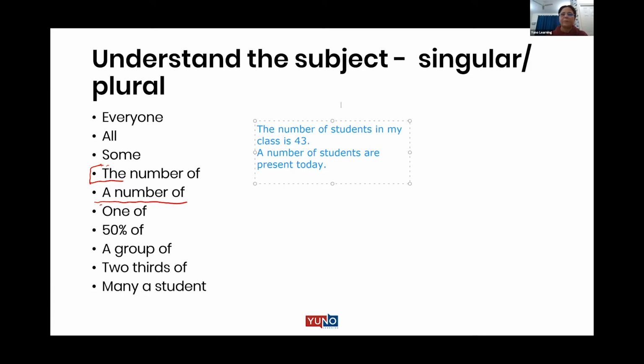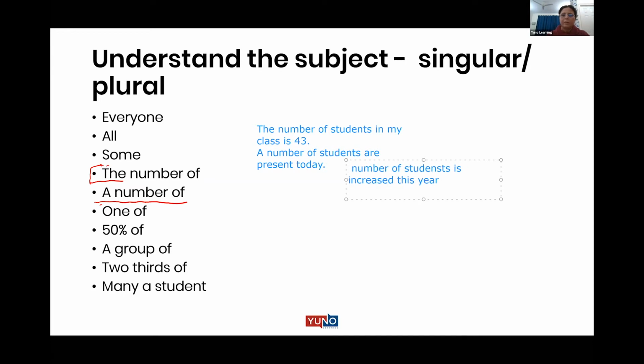Okay, I've received some more messages. Let me see. A number of students, no. Anita, then we put it this way. The number of students has increased this year. And let me bring these sentences over here. So when we put it this way, it should be the number of students has increased this year. The number has increased. Like a number of students have enrolled this year, so the number of students has increased.